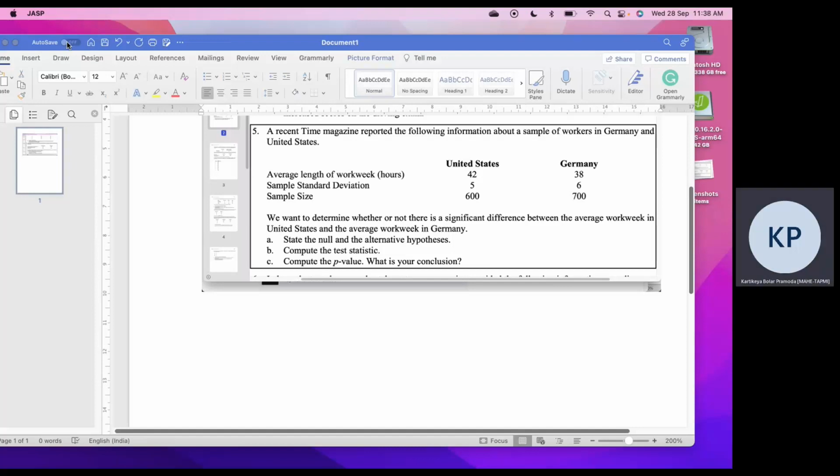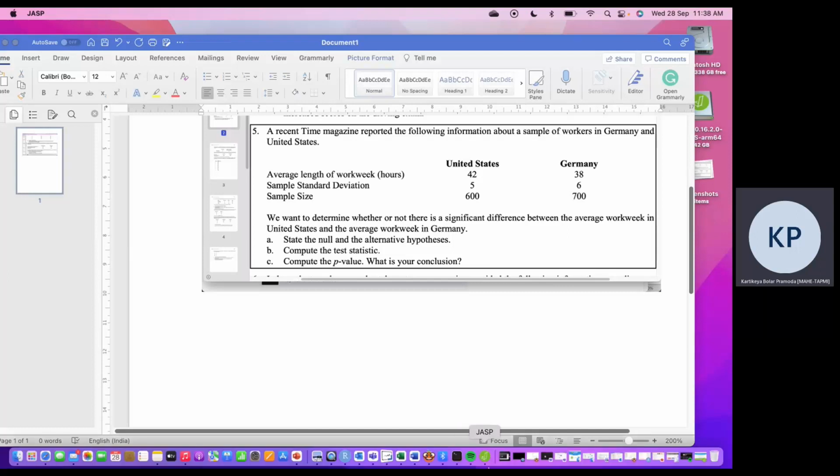Now, if you look at this, either we have to generate the sample and then solve the problem in JASP. However, the good thing is that in JASP, you can have analysis done without having a data set. And how is it possible? Let's look at it.